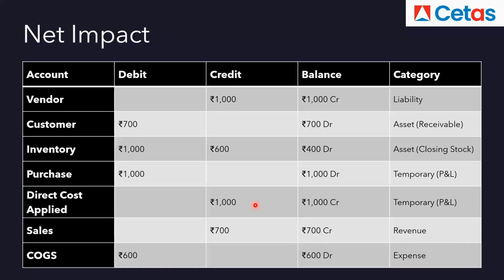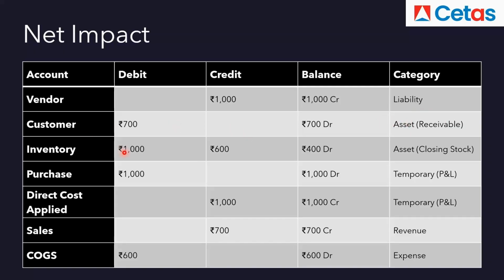Let us see the financial impact of both the purchase and the sales together, like a summary of what has happened so far. First, we are going to address the accounts in the balance sheet. We made a purchase of rupees 1000 for which we haven't paid yet. So, we have a credit balance in the vendor account. So, this will reflect as a liability in our balance sheet. We also made a sales for rupees 700 for which we have not received the amount from the customer yet. So, we have a debit balance in the customer account which will be reflected as an asset in the balance sheet.